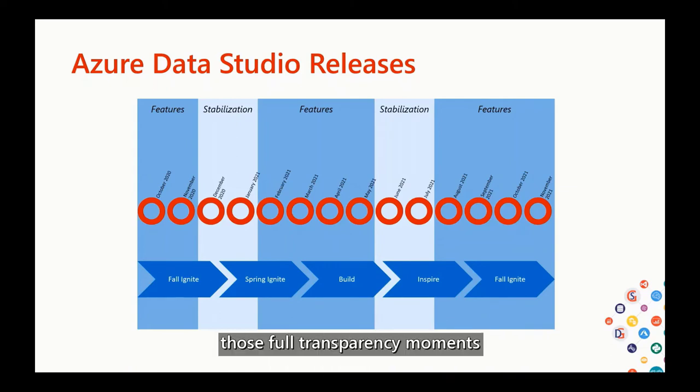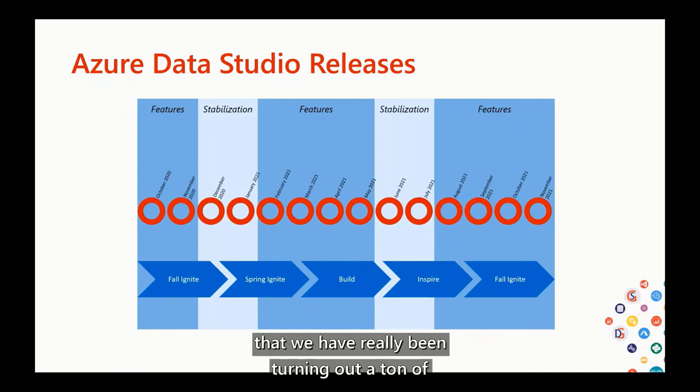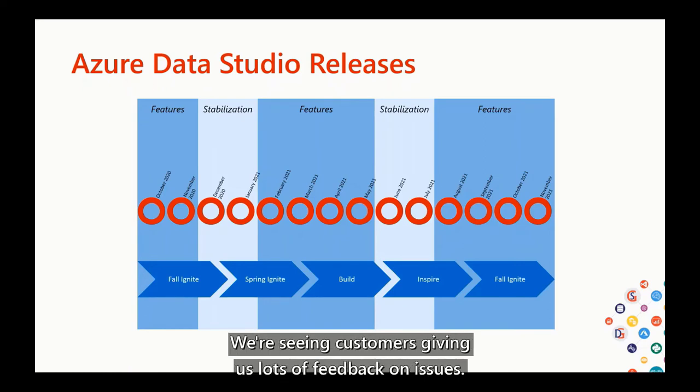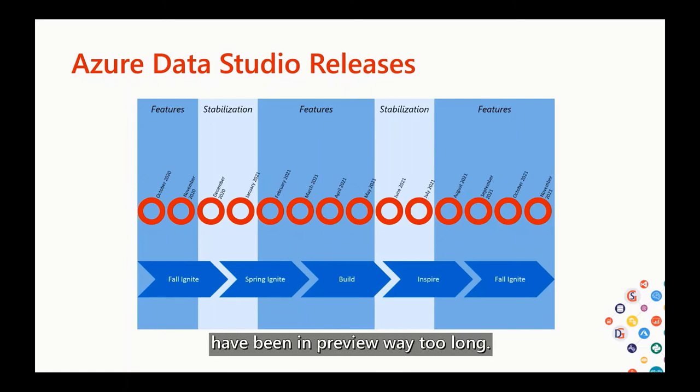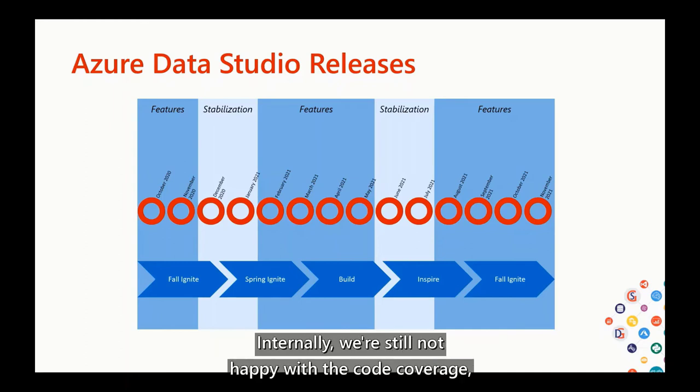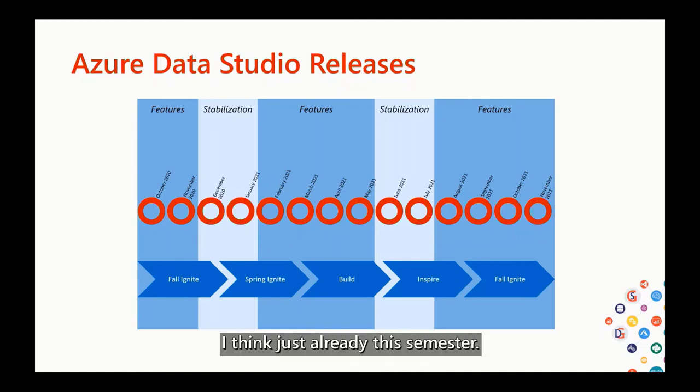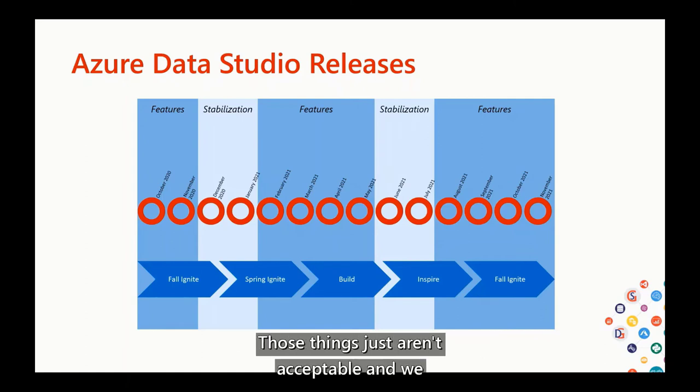Yeah, I think this is one of those full transparency moments where that last slide really showed that we really have been turning out a ton of new surface area, you might call it, or features. And one thing that we're just not happy with is the number of bugs that we're getting fixed. We're seeing customers giving us lots of feedback on issues. We have some preview features that have been in preview way too long. Internally, we're still not happy with the code coverage. It impacts our customers in a way that we're not happy with, in the sense that we had to release three hot fixes, I think, just already this semester. And so those kind of things just aren't acceptable.